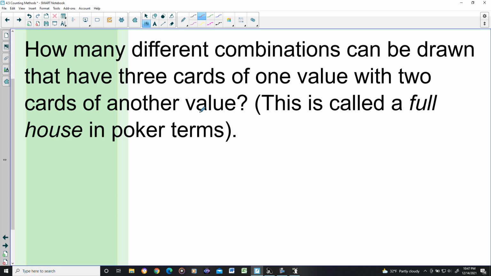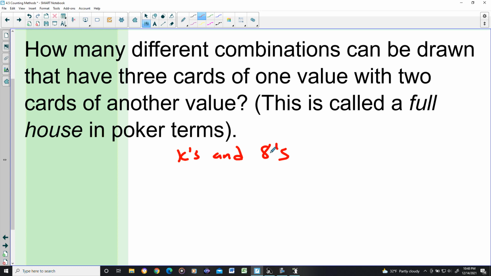So let's see. 3 cards of one value. All right, but the value could differ, right? So let's think about it with a particular case. The problem that we had on a mini quiz not that long ago involved kings and eights. So let's say we had kings and eights.